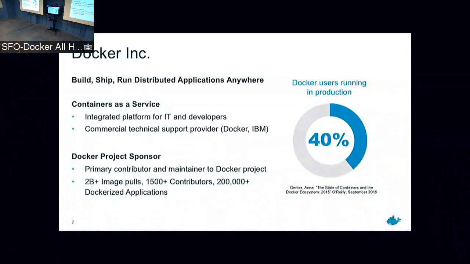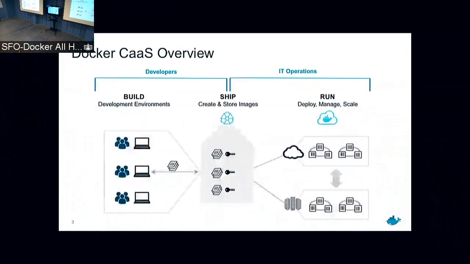The second channel is what we refer to as the container as a service platform. This is a set of discrete components, products that support the build, ship, run workflow. And we offer solutions for both on-premise and cloud-based deployments. This is commercially supported by Docker. It comes with the proper support that you would expect, and it's not the free and open source standalone solution. So the Docker CaaS platform itself and the supporting products support the build, ship, run workflow.